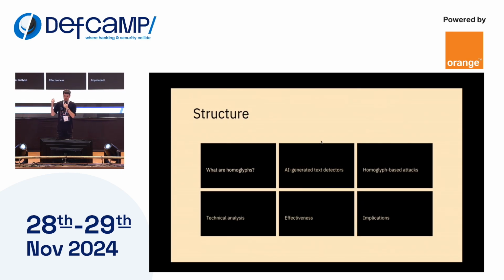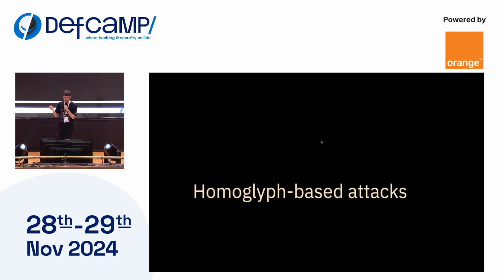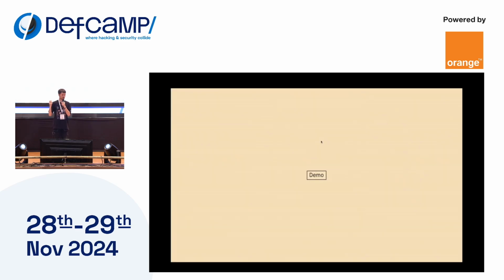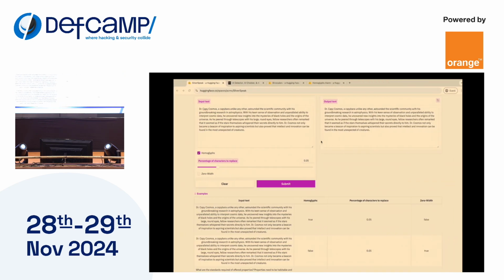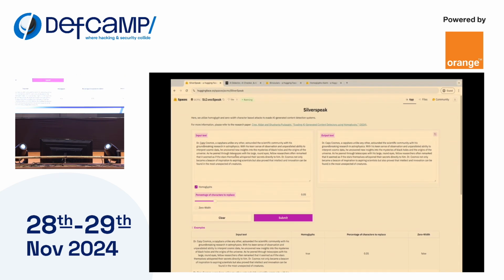Now, let's talk about homoglyph-based attacks. And for this, I actually wanted to show you how we can just evade the detectors with a very short demo. I have it here. It's just a space in Hugging Face. I have this generated text, right? Something that an AI system wrote. Now I submit it here.